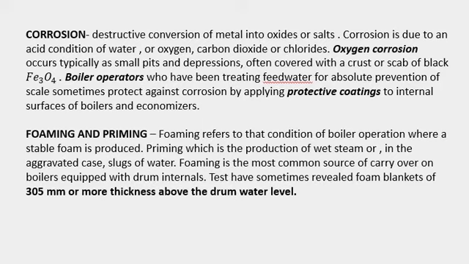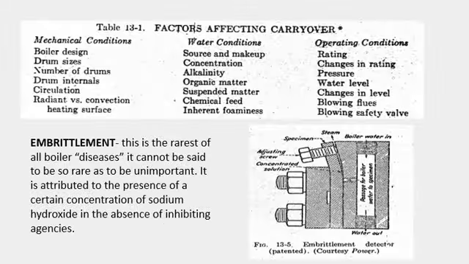So, foaming and priming. Foaming refers to the condition of boiler operation where a stable foam is produced. Priming is the production of wet steam, or in the aggravated case, slugs of water. Foaming is the most common source of carryover on boilers equipped with drum internals. Tests have sometimes revealed foam blankets of 305 millimeters or more thickness above the drum water level. Table 13-1 shows the factors affecting carryover. All of these are the factors affecting carryover.